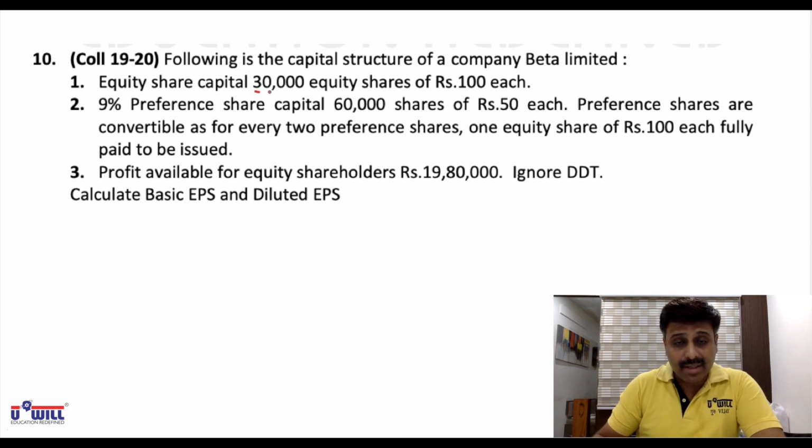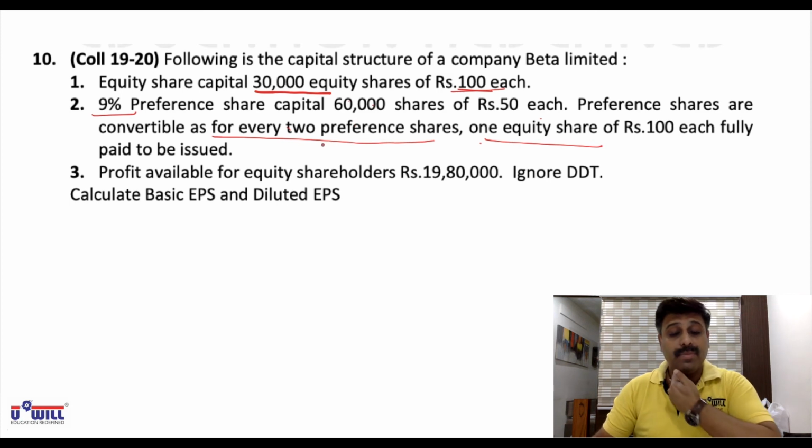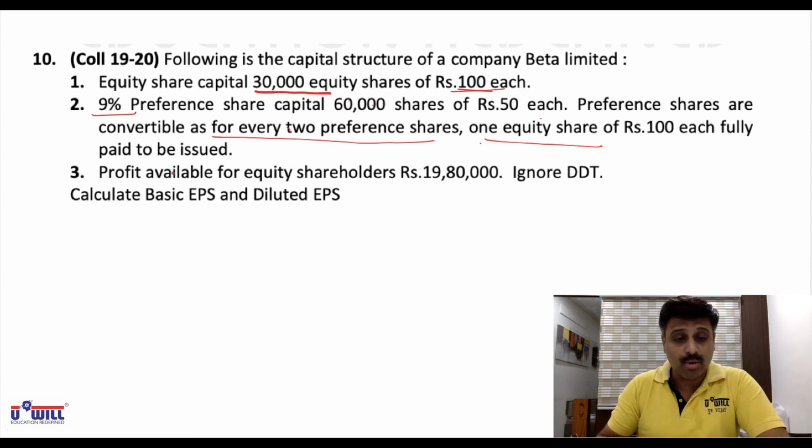Equity share capital: 30,000 equity shares are existing, of 100 each. Face value is also 100. 9% is the rate of dividend on preference share capital, and there are 60,000 shares of rupees 50 each. Now preference shares are convertible: for every 2 preference shares, 1 equity share of 100 each fully paid up will be issued. So 2-1 means half are issued. So 60,000 preference shares will get 30,000 equity shares. So that is potential equity shares. We'll be making the workings for that, don't worry.